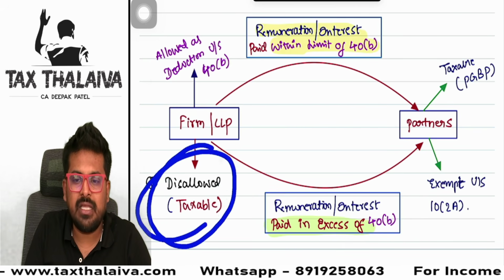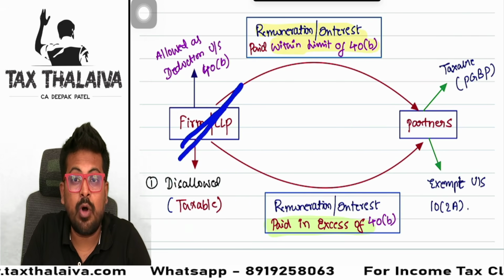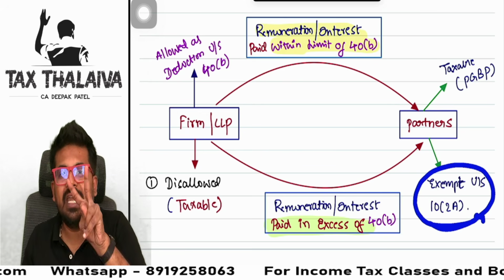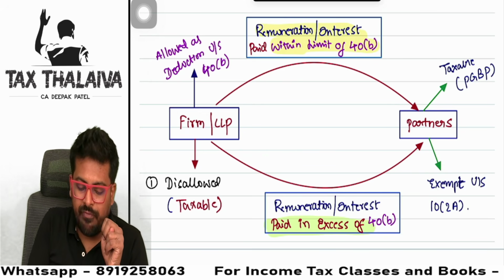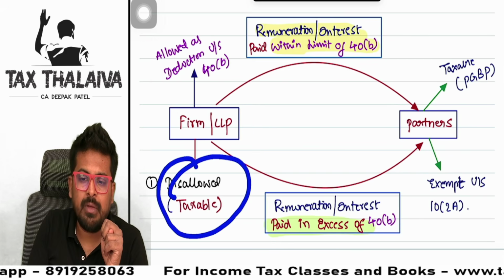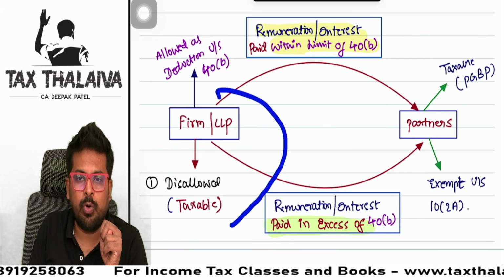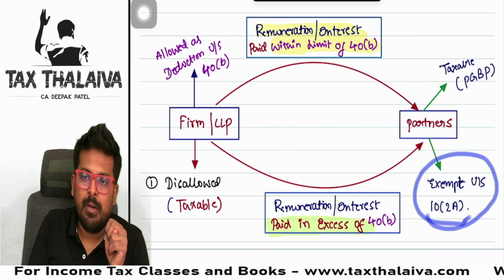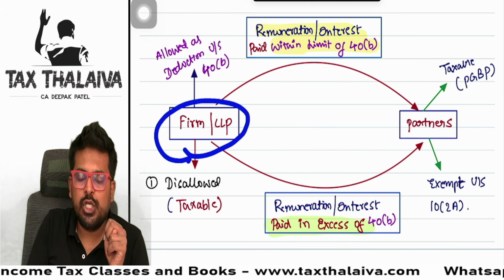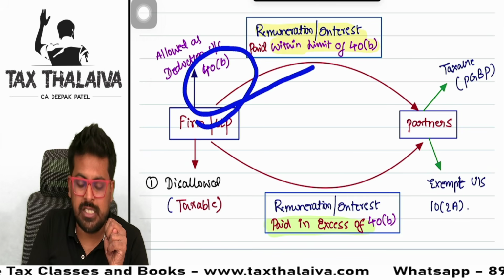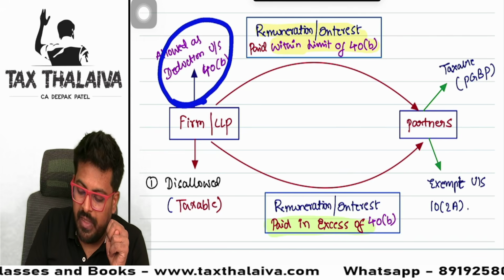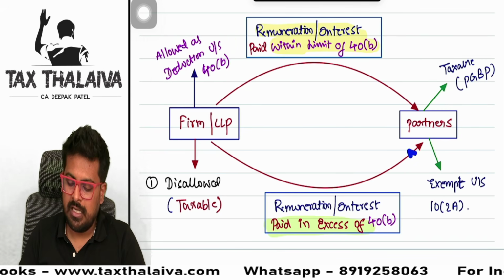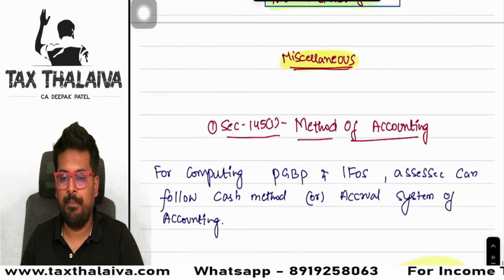Disallowance happening in the partnership firm means the partnership firm has already paid tax on that. In that case, it will be exempt in the hands of the partner. Only one will pay tax. So if it is disallowed in the hands of the partnership firm, which is paying tax on that amount, then it should be exempt in the hands of the partner. If the partnership firm is not paying tax on the remuneration or interest, meaning it is totally allowed, then the partner will pay tax on the amount which he is receiving from the partnership firm.